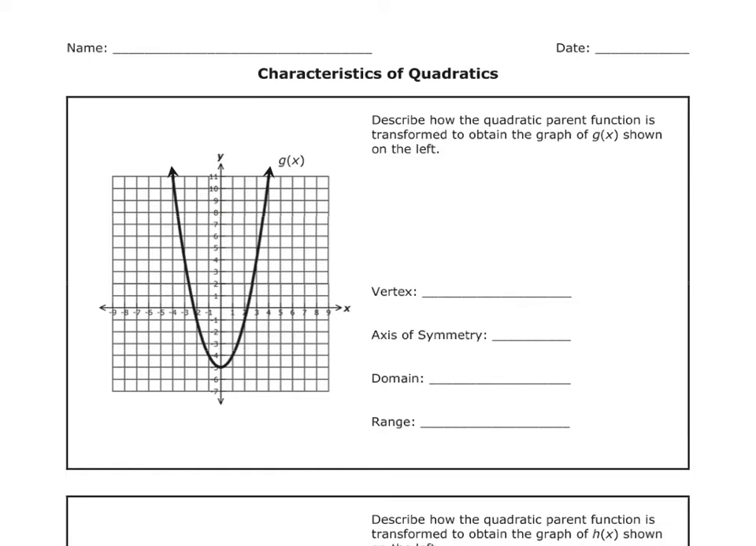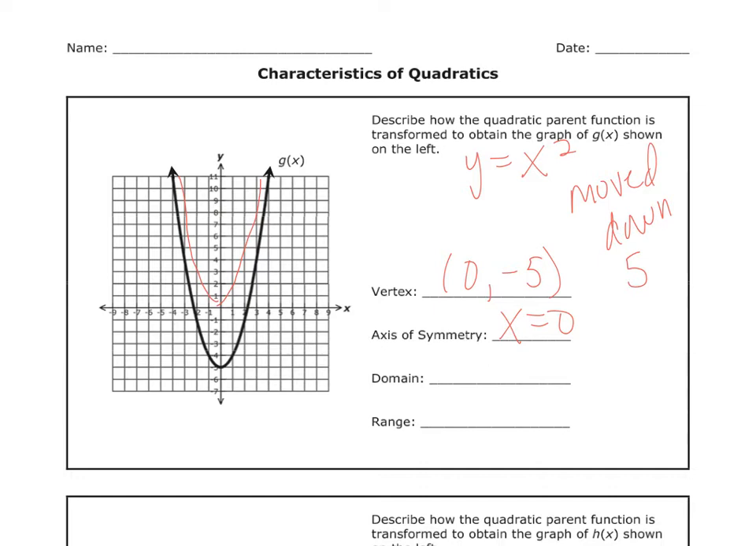Now, if you don't recall, the parent function is y equals x squared, which looks like this. Okay, so the new one has been moved down, so we're going to write down just moved down. You want to go ahead and put 5 units, that's fine. The new vertex is at 0, -5. The axis of symmetry for the new one is x equals 0, which happens to be the same, that hasn't changed. The domain has not changed, it's all real numbers.